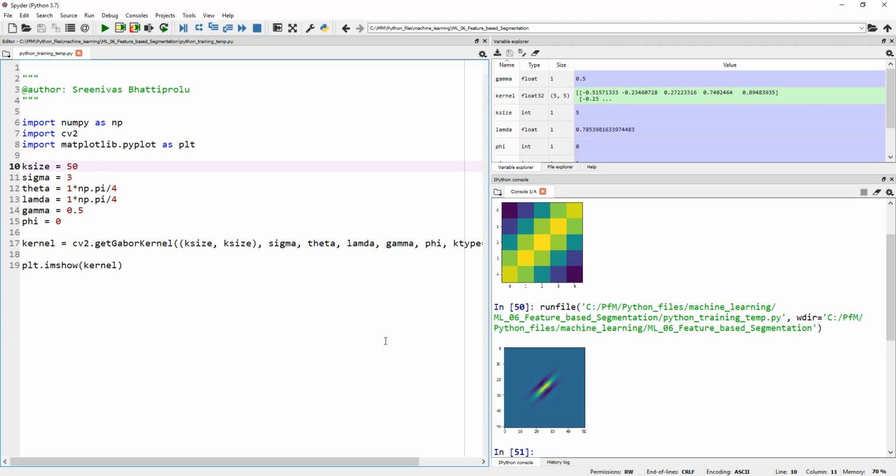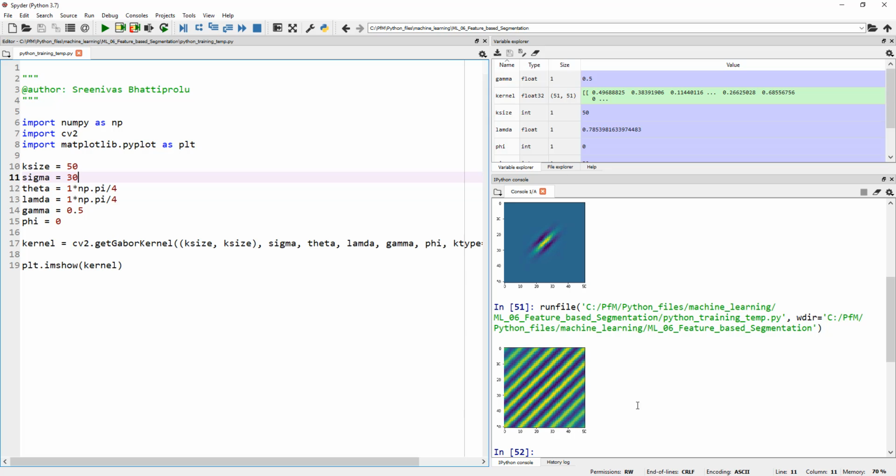So if I change the kernel size to 50, now we should have 50 in X, 50 in Y. You see the kernel right there? At every pixel in our image, this kernel will be applied. So this is how we use Gabor. Now if I change my sigma from 3 to 30, you can see how the sigma changes. This is my kernel size of 50 and sigma equals 30. Now, what is the right value for any of this? Well, for the kernel size, use a size that makes sense to the image and the feature size.